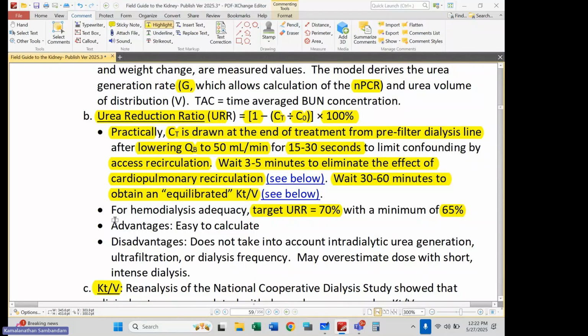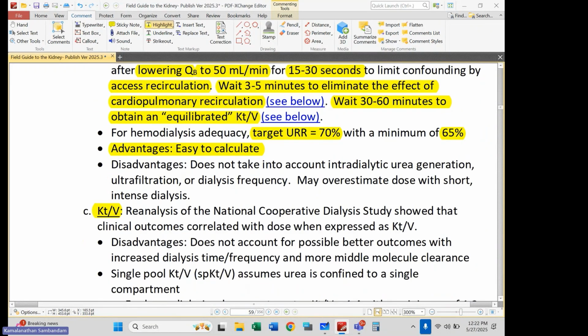Now, the advantage of urea reduction ratios is that they're obviously easy. You have a pre and a post urea concentration. This is an easy percentage to calculate. However, it does not take into account the urea clearance that is achieved through ultrafiltration. Okay, this is not captured in this formula. So that is one flaw of using urea reduction ratio. In general, the amount of urea removed by ultrafiltration is much smaller than that of dialysis. So still, it's a reasonable shorthand to look for adequacy of dialysis.